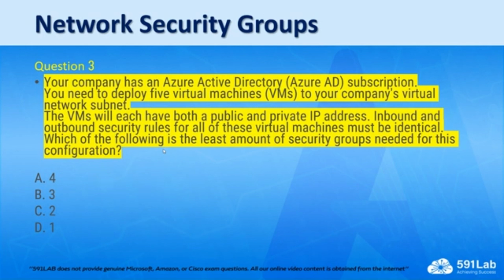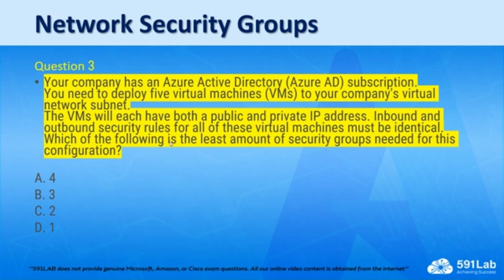Network security groups. Question 3. Your company has an Azure Active Directory subscription. You need to deploy 5 virtual machines (VMs) to your company's virtual network subnet. The VMs will each have both a public and private IP address. Inbound and outbound security rules for all these virtual machines must be identical. Which of the following is the least amount of security groups needed for this configuration?